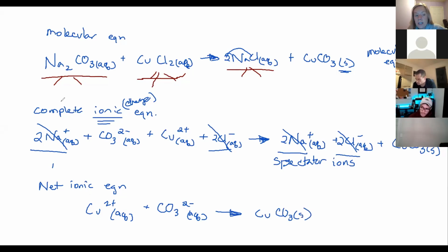Instead of delivering the carbonate with sodium, I could have delivered it with potassium. Instead of delivering the copper with chlorine, I could have delivered it with fluorine. Those, again, are just acting as spectator ions. So 3 types of equations. You got to be able to do those. I will have you do an example in just a second. Let's look at what they have on the slides here.